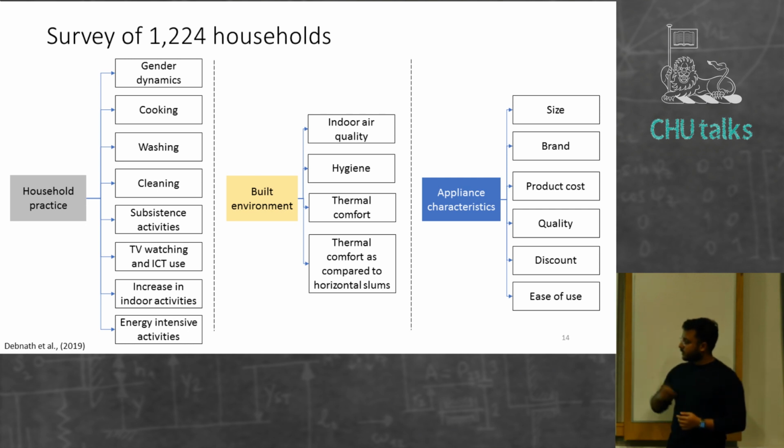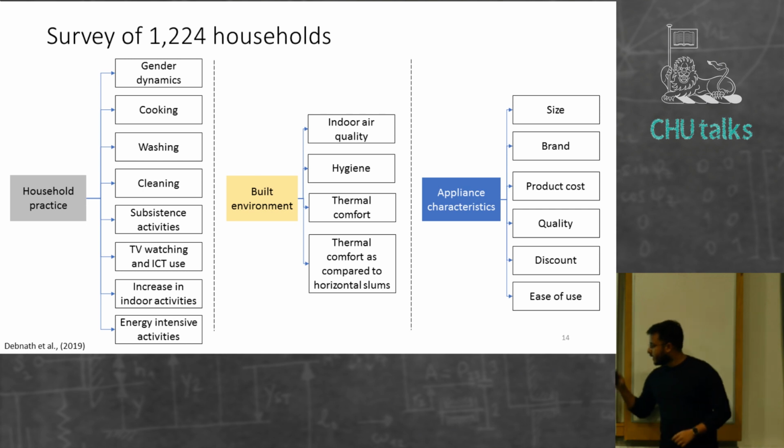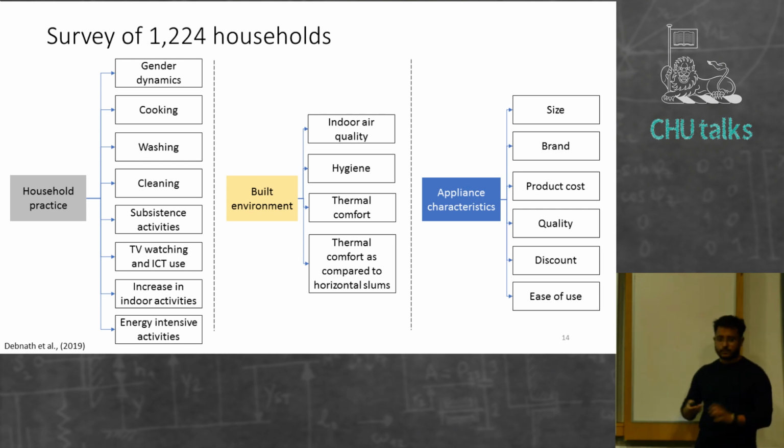So these were the part of household practices, and built environment was very clear from our previous findings, that it was how do you find your indoor air quality, or do you have problem with the hygiene with your surroundings and in the buildings, and thermal comfort and stuff. And this appliance characteristics was pretty much from the market textbook, that whether you find size, brand, product cost, quality, and this stuff more important in your appliance purchase decision.